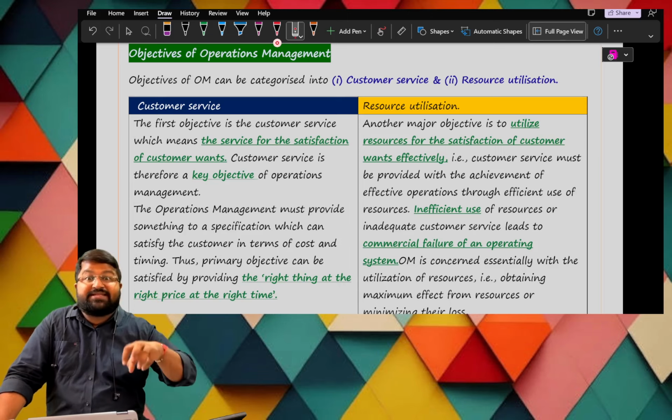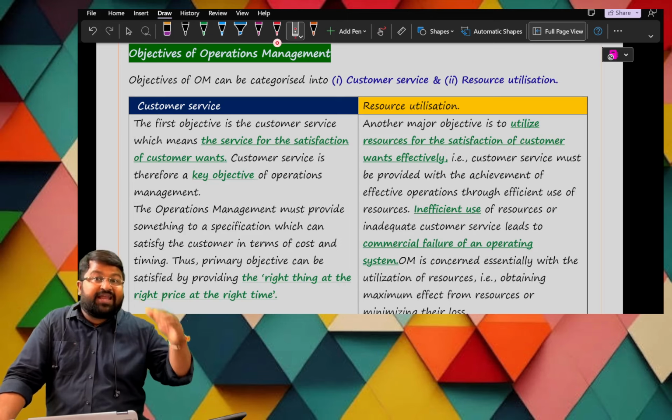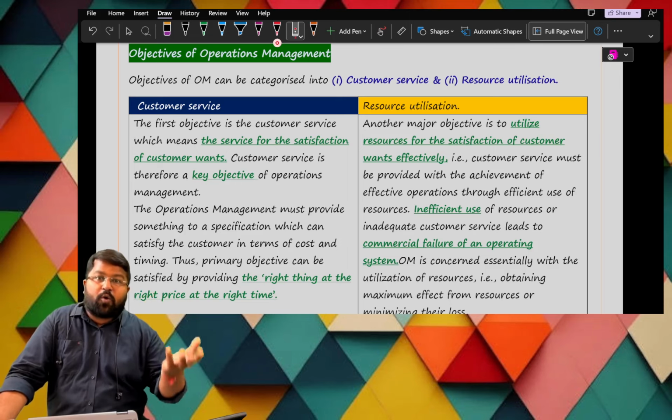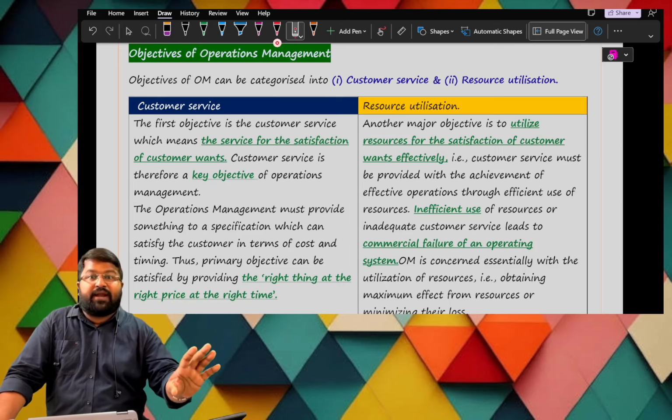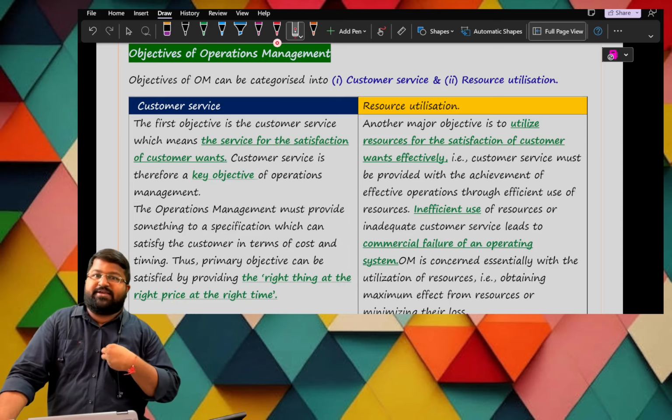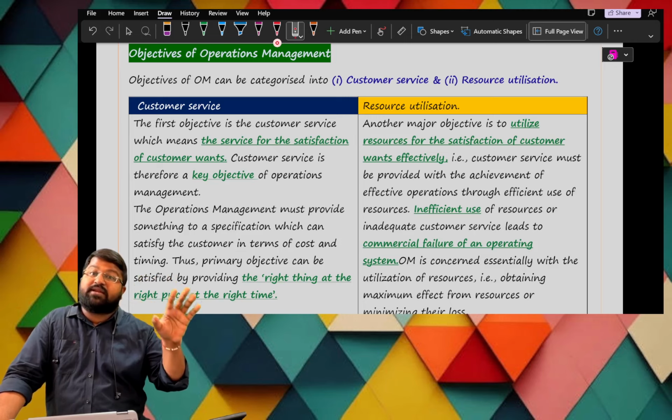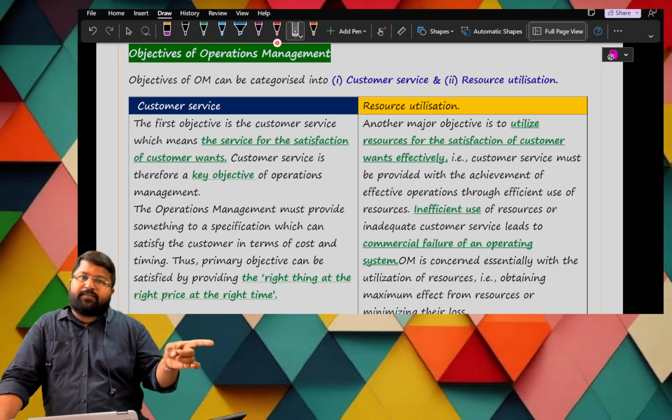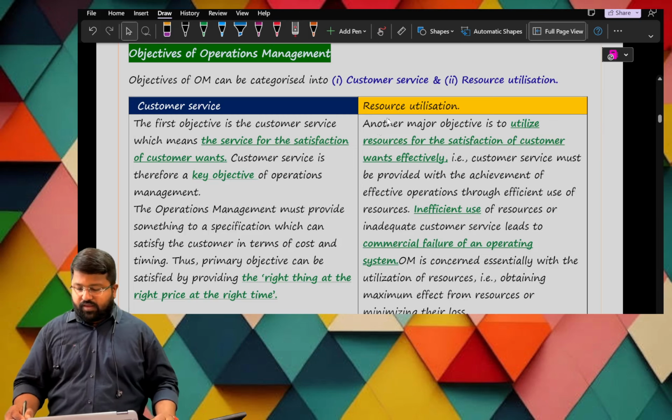If the customer's needs are met, he will buy our products again and again, in bulk quantities. When his needs are met, automatically our profit will increase. So we should serve the customer in such a way that his needs are met. Okay. Next, what is that?